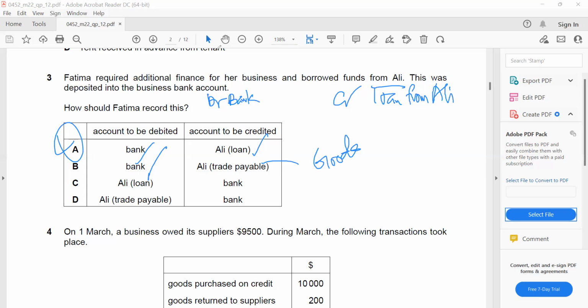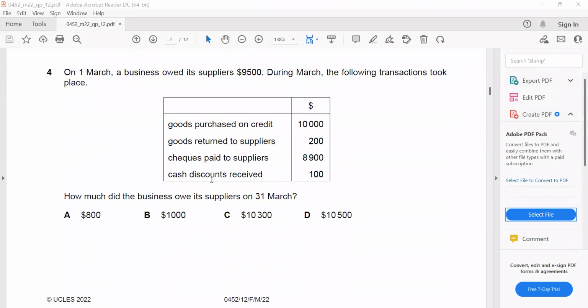Next question. On 1st March, a business owed its supplier 9,500. During March, the following transactions took place. Okay, we open a T account. A business owed its supplier, so this is a trade payable account. Balance brought down 9,500. Goods purchased on credit, this is purchases 10,000. Goods returned to supplier, purchases returned 200.